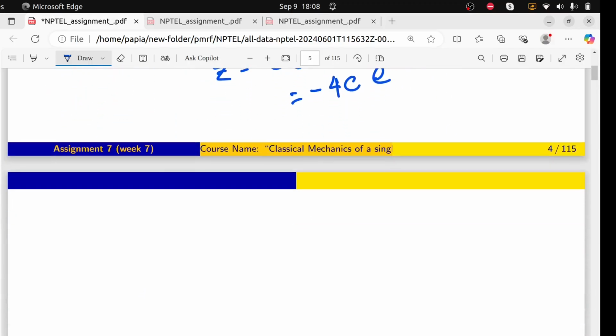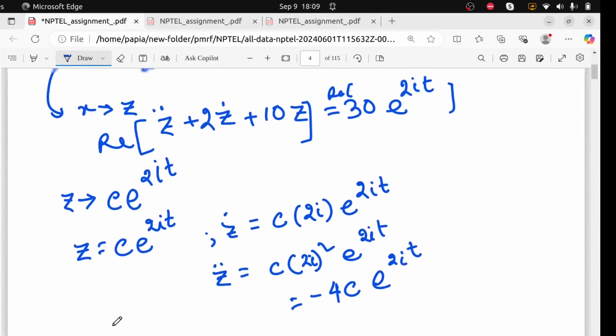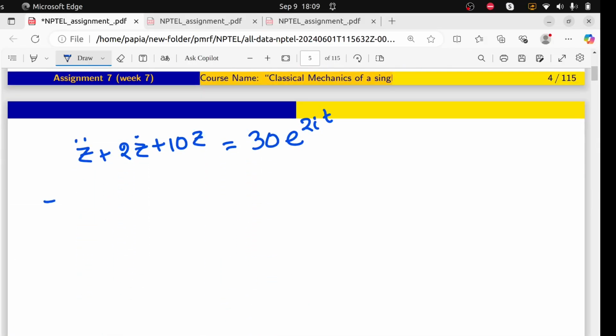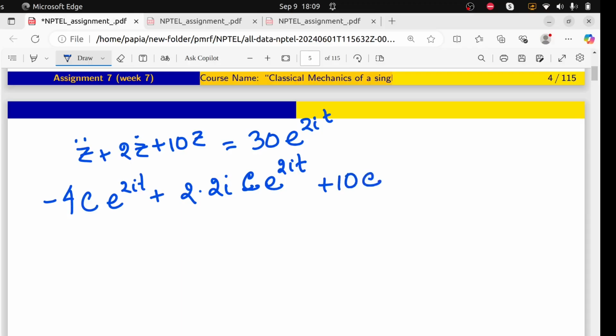Okay. So now I can just simply write here 2z dot plus 10z equals 30 e to the power 2it. If I put all the values here, it becomes minus 4c e to the power 2it plus 2 into 2i c e to the power 2it plus 10 c e to the power 2it equals 30 e to the power 2it.